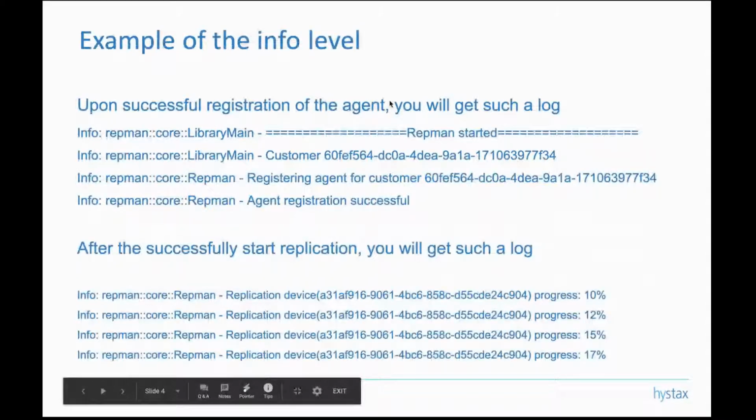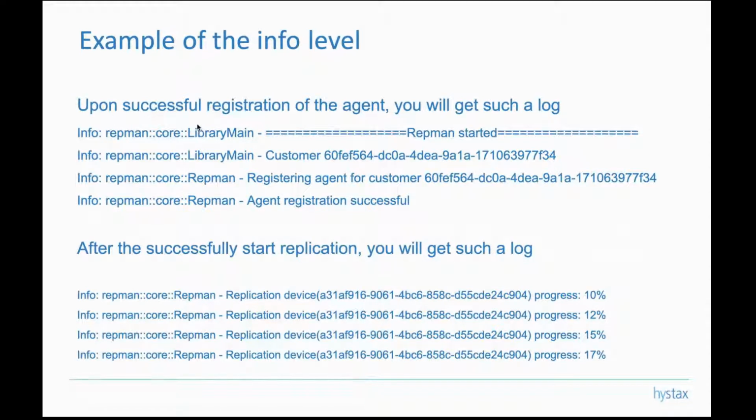Here are a couple of examples of the info level. So, for example, in case of successful registration of the agent, you'll get the following log: that the agent is registered successfully to some specific customer. And of course, you can get the status of replication, the percentage, again directly from the log also.